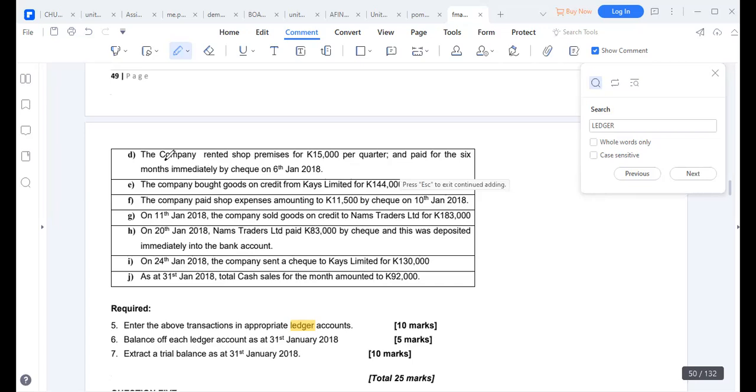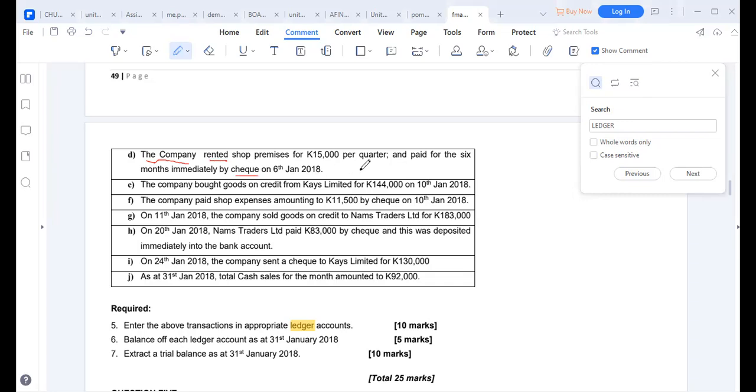Okay, we go to D. The company rented shop premises for 15,000 per quarter, and paid for the 6 months immediately by check on January 6, 2018. What are the two accounts there on D? Anyone can come in? Rent and bank accounts. Rent and bank. So the two accounts are: rent is an account, anything that you're spending money on. We are spending money on rent, not so? It is the account. And then the bank account.